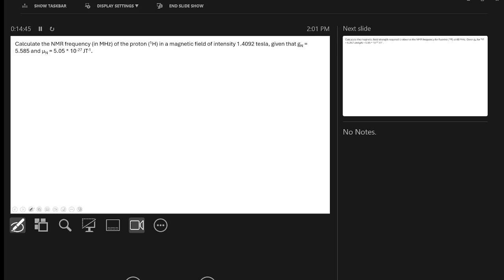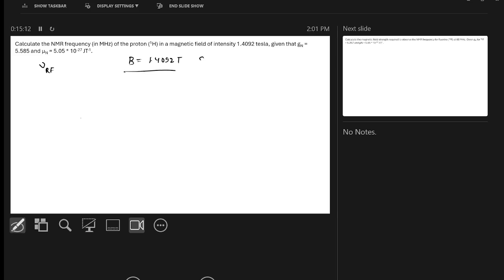So next question is, calculate the NMR frequency of a proton in a magnetic field of this much Tesla, given g and mu. What this question is asking is the frequency, meaning the radio frequency, given that you are applying a magnetic field of 1.4092 Tesla.